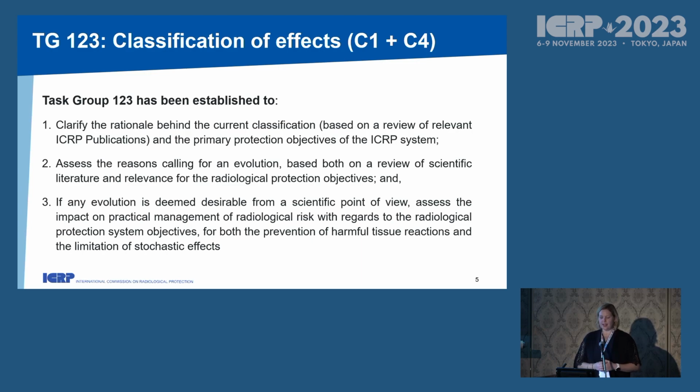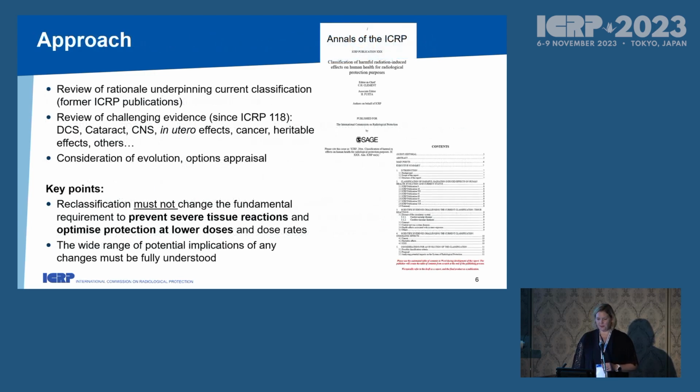Then also assess the current evidence and the reasons that might indicate that an evolution is needed. If it is the case, if we believe as a task group and within wider ICRP colleagues that evolution is necessary, then we need to look at, one, what we might do as an alternative, and two, what it means. And this is really important. As I'll say on the next slide, we still want to prevent harmful tissue reactions and limit stochastic effects in their current format. But if we're thinking about classifying slightly differently, we probably won't change that overall protective aim. So lots of work for us to do.